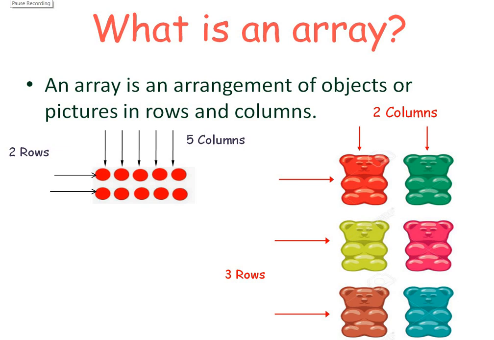So there has to be an equal number in each row, and also there has to be an equal number in each column. Again, there are 2 main parts that make up an array. They are rows and columns, and the number of objects inside each row should be equal.